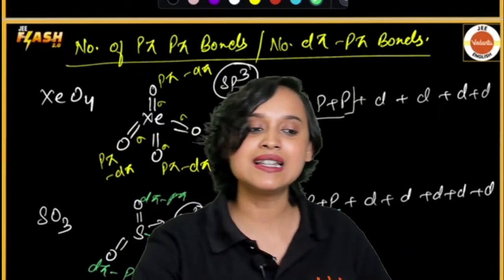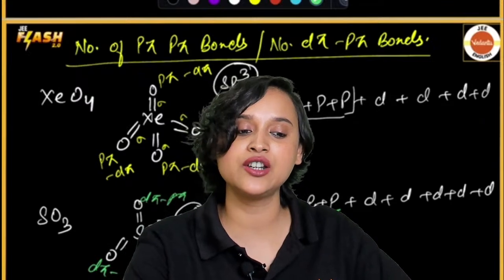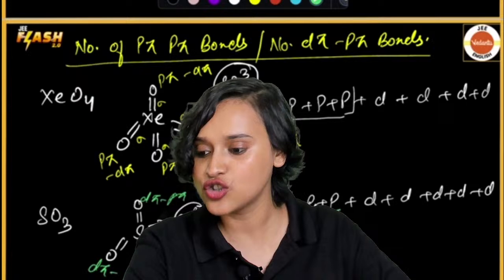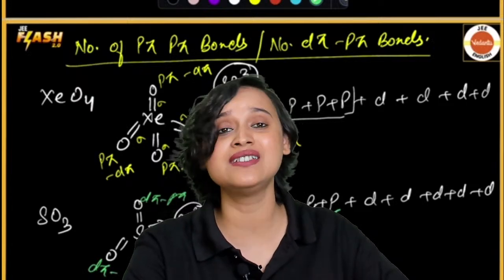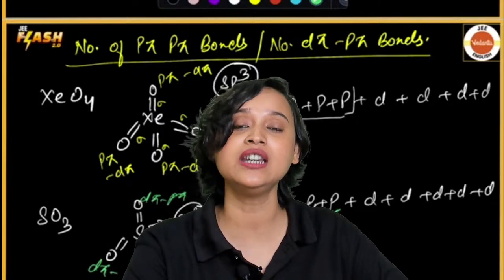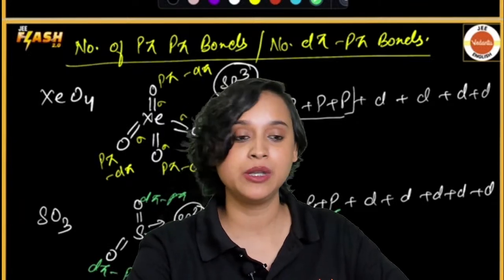Okay? Is this clear, guys? Do we understand this, everyone? So easy, exactly, so easy. But so many students make a mistake when they are calculating S and P pi and D pi.